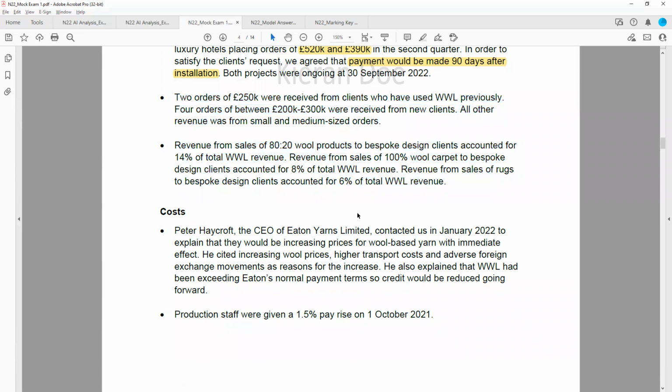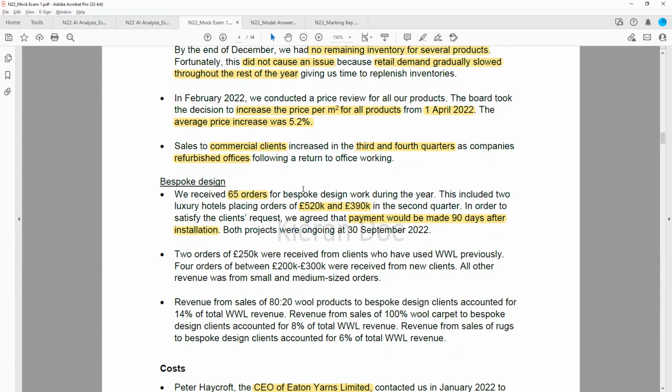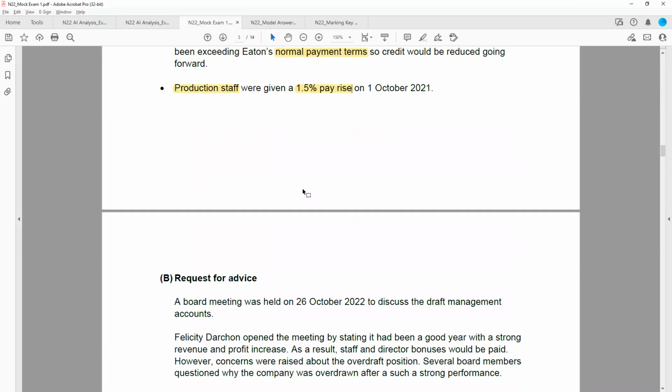Then I've got some information on costs. So the CEO of Eaton, who's obviously a key supplier, we're told that they increased prices with immediate effect, and gave a reason why, something about payment terms as well. Production staff, 1.5% pay rise. So again, a reason why staff costs have gone up, a reason why supplier costs have gone up as well. So cost of sales there for the materials. So you can kind of see the information we've got here.